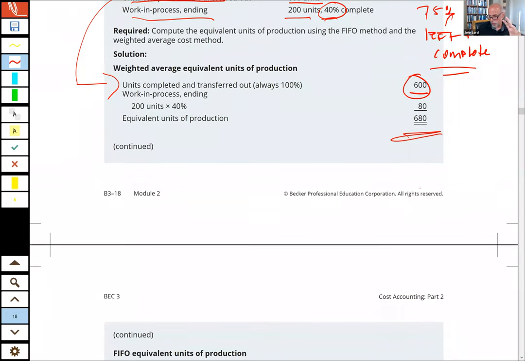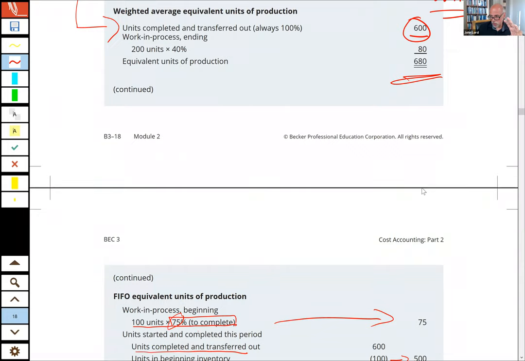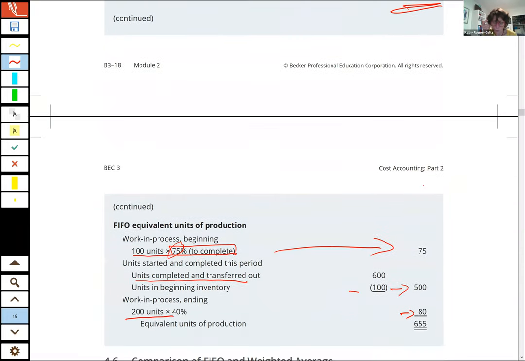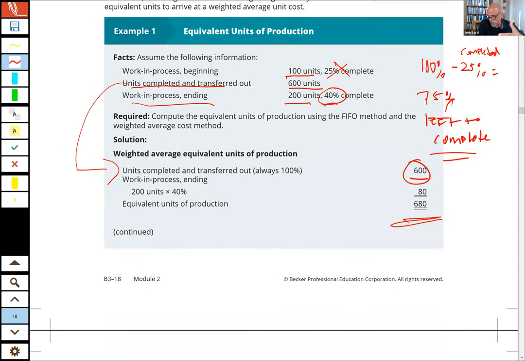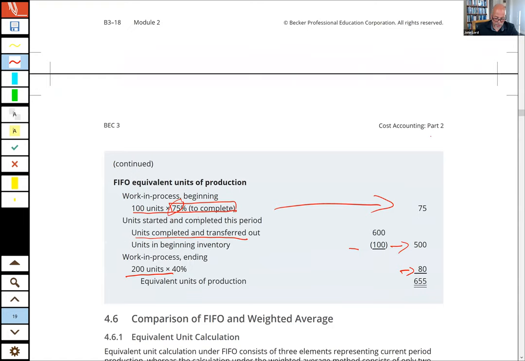Okay. All right. Sorry, Kathy. Go ahead. No, that was actually my same question. I was just trying to say, so for FIFO, you start with what you have yet to do on the stuff that you had from the period before. Beautiful. Yes. Whereas under weighted average, because we're trying to get the average of all the costs, you act as though you did all that work this period, even though some of it was done last period. How you treat the ending inventory is exactly the same.